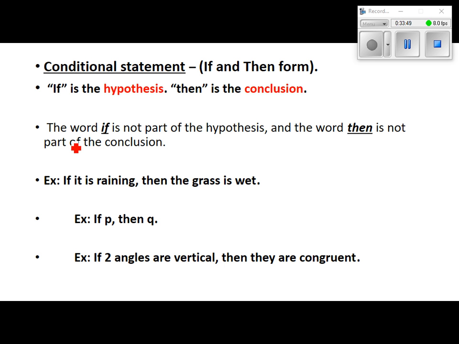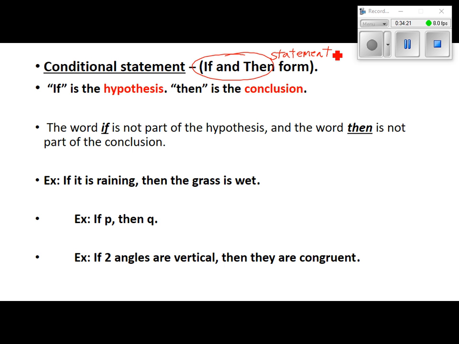A conditional statement, I guarantee, final exam, this will be a question on there. Another name for a conditional statement is an if-then statement. Not just on the final exam, but probably on the next vocab test that we take, it'll say conditional statement. And if it says conditional statement, what's another name for it? If-then. If-then statement. So make sure you know that.